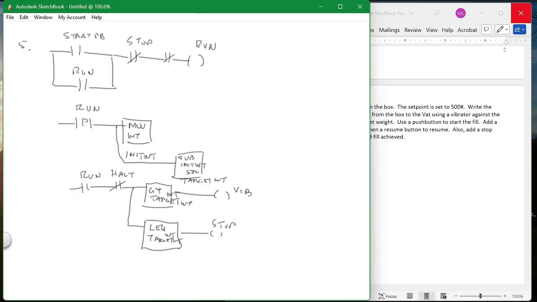And the other thing would be a stop button. And the other thing you can do is the halt. When you're in the run mode and you hit halt and you are not reset, not resume, you are halted. Something like that. Does that make sense?